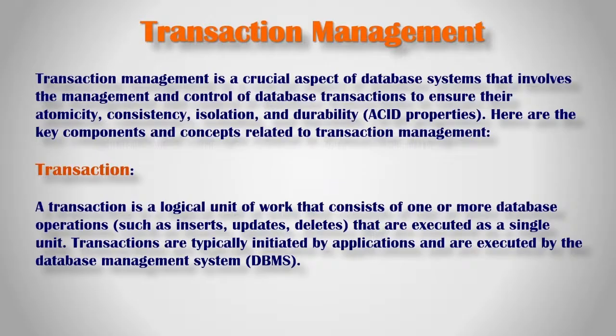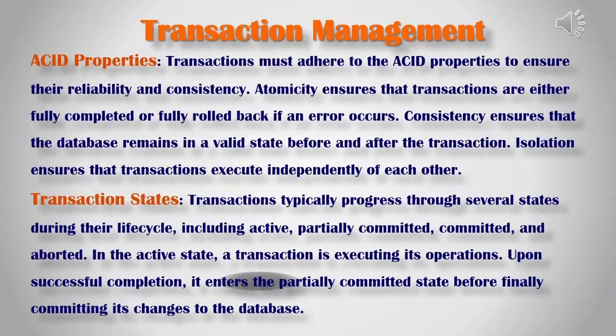Transactions are typically initiated by applications and are executed by the Database Management System, DBMS. ACID properties. Transactions must adhere to the ACID properties to ensure their reliability and consistency. Atomicity ensures that transactions are either fully completed or fully rolled back if an error occurs. Consistency ensures that the database remains in a valid state before and after the transaction. Isolation ensures that transactions execute independently of each other. Transaction states.